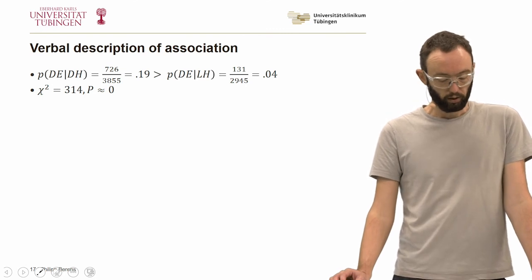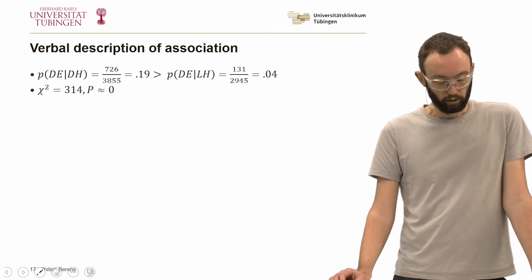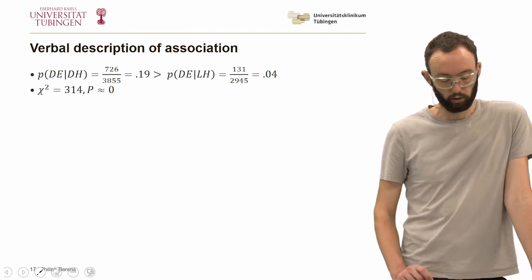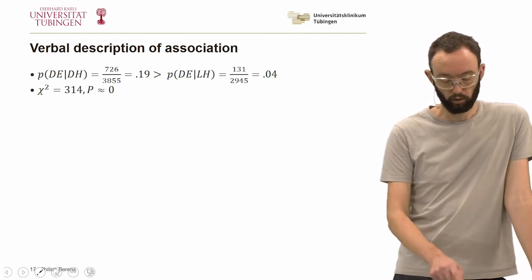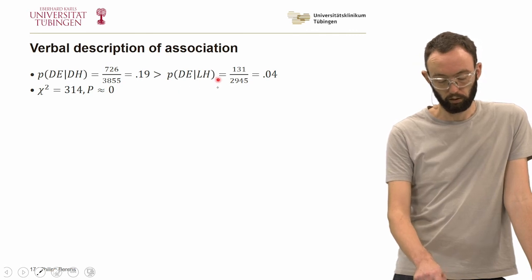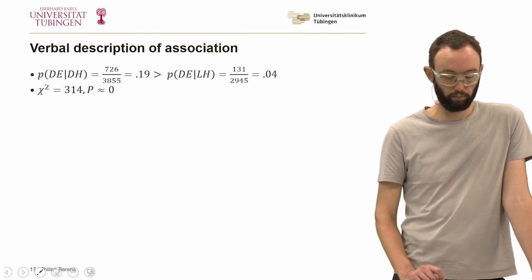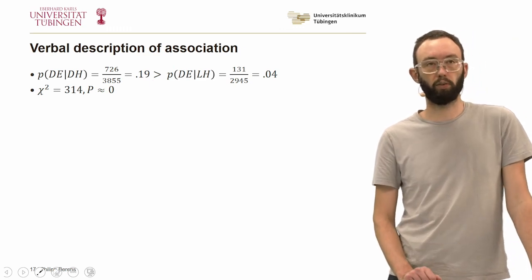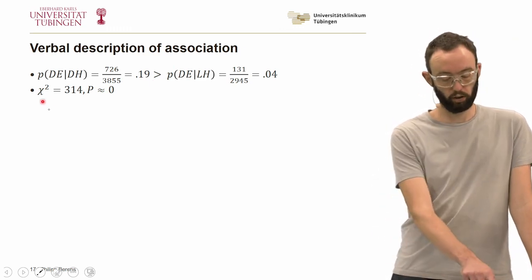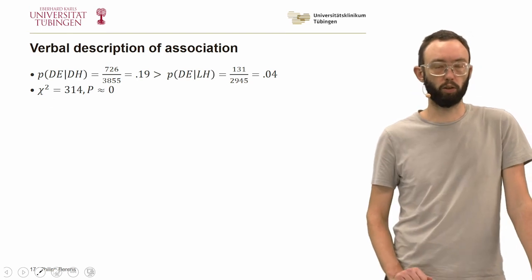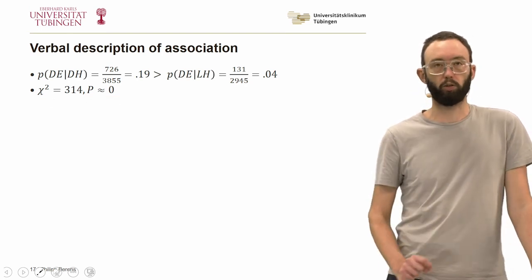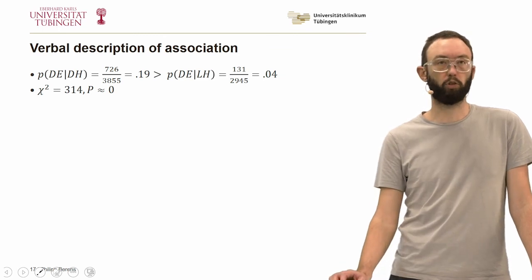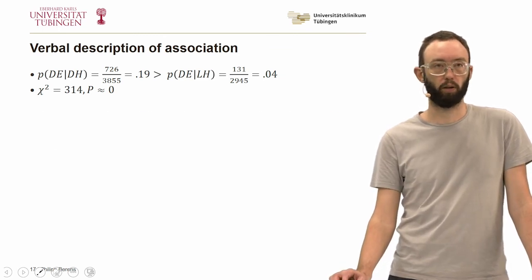So let's look at the example of the dark eyes and the dark hairs again. The probability of dark eyes given dark hairs is about 19%, and the probability of dark eyes given light hairs is about 4%, which is clearly larger. If you compute the chi-squared statistic, it's really, really big. It's 314, which means that our p-value is almost 0 and very tiny. So we would clearly reject our null hypothesis.